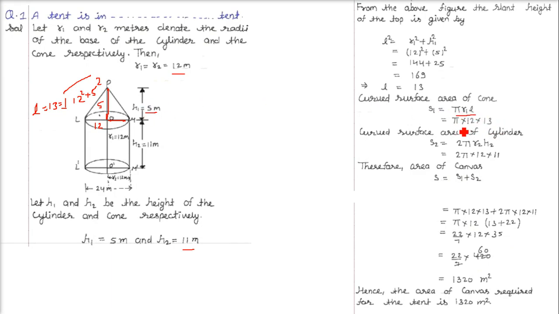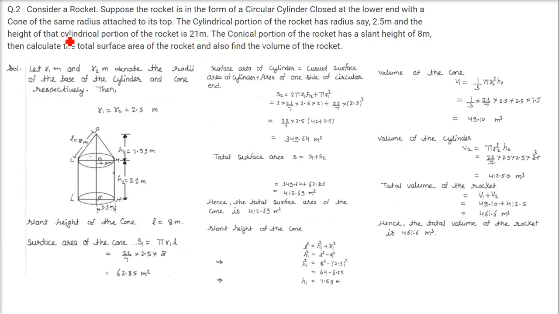Pi into r into L. So pi is pi, we know the value. R we are going to use as 12, and L, which is the slant height, is going to be 13. Now what is the curved surface area of this cylinder? This is going to be 2 pi RH. So 2 into pi into r, radius 12, and height is given as 11. So when you combine this, you are going to get 1320, and this is the area of the canvas required for the tent, which is 1320 meters square.